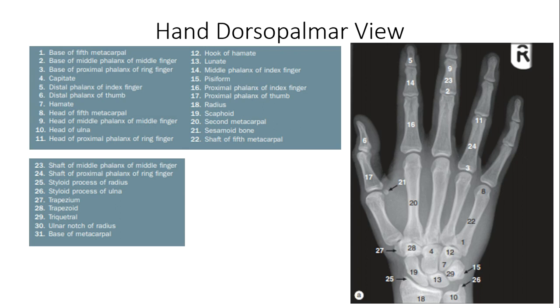The proximal line of the bones includes scaphoid, lunate, triquetral, and then pisiform. And the distal line of the bones is trapezium, then trapezoid, then capitate, and then hamate.